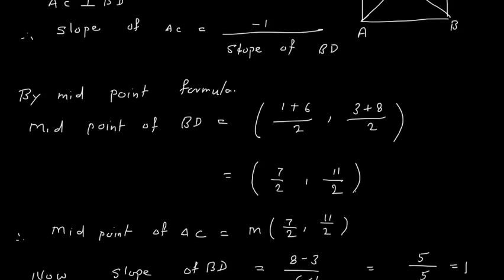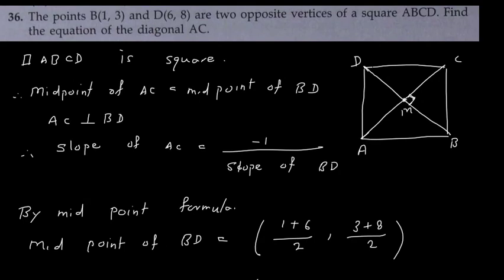So here in this question, you are given points B and D, and you are given that ABCD is a square. So you are going to use the property of a square, that is, diagonals are perpendicular bisectors of each other.